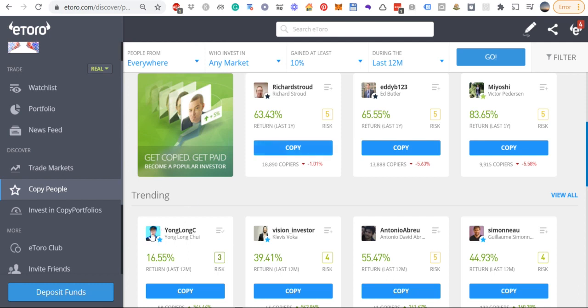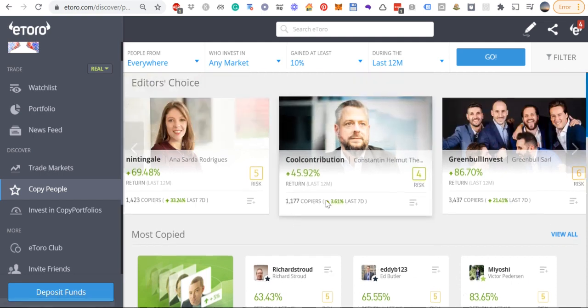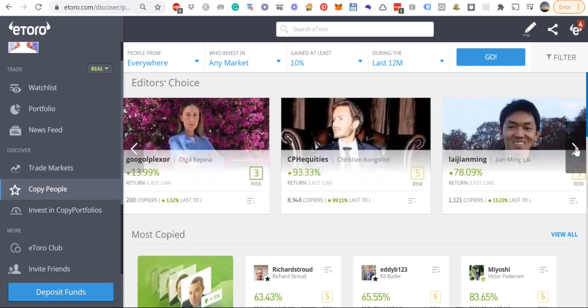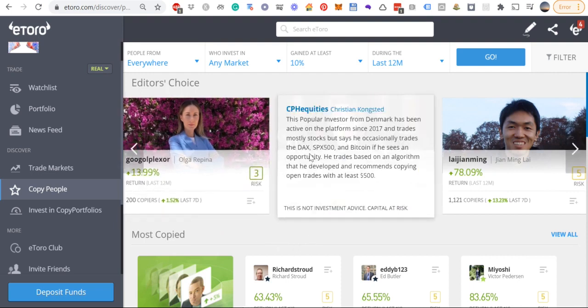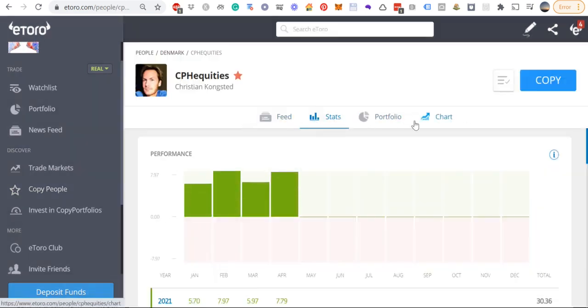So in terms of the levels, I'm going to look at this guy here, Yonglong Si, and these 2 guys here, on the most copied, and just show you what you should think about when you're selecting these investors. But I'm going to start off with the editor's choice, so this guy here, almost 100% in the last 12 months. What you do is click on their profiles, and these are the main menu buttons here that you're going to switch between.